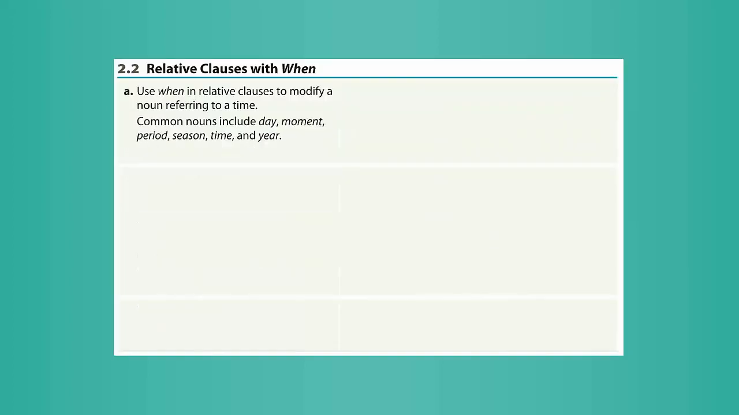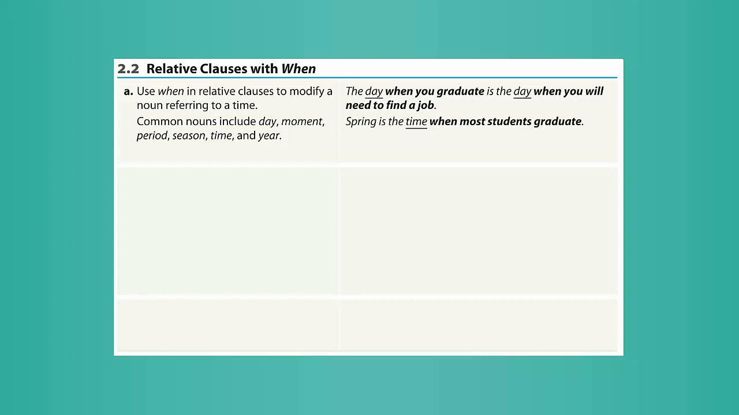What about when? We use when in relative clauses to modify a noun referring to a time. And some common nouns include day, moment, period, season, time, and year. For example, the day when you graduate is the day when you will need to find a job. Or spring is the time when most students graduate. Or the 1980s and 1990s are the years when many young people in the workforce were born.